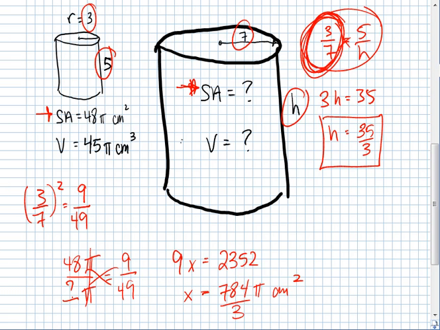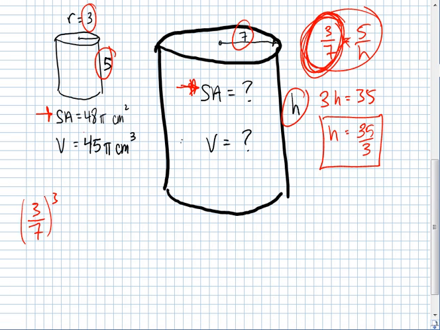So for the volume then, we're going to do the same kind of thing, only you're going to do it with a cubic ratio. So you're going to take your side length ratio, which is 3 over 7, and you're going to cube that, which is a 27 over 343 ratio. Yes, the numbers are getting a little bigger, but that's okay. They're just numbers, and you have a calculator for crying out loud.